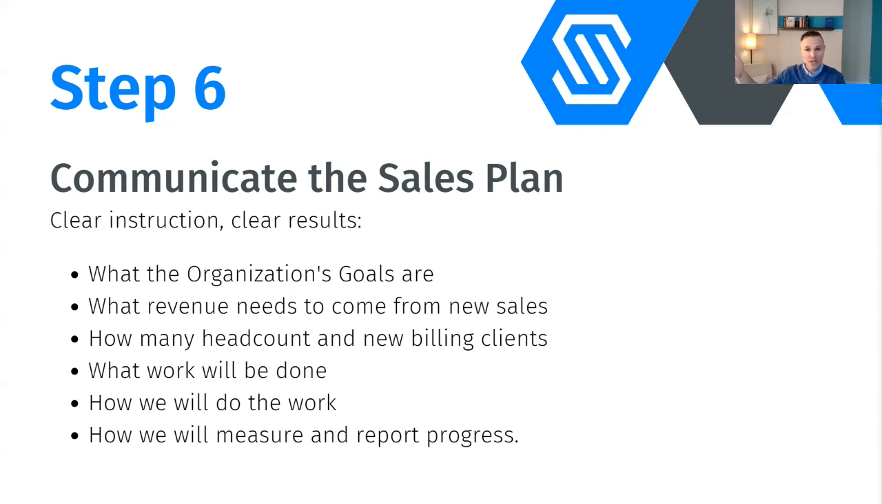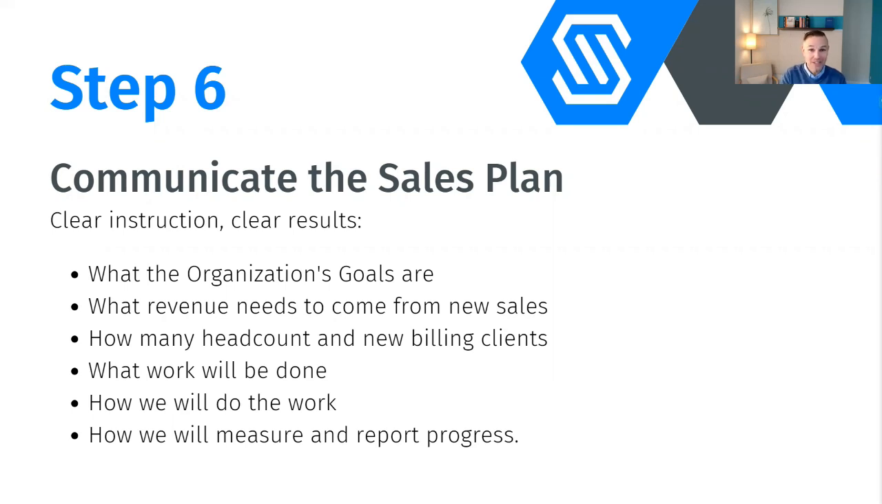That revenue is going to come from somewhere: existing clients, perm business, rate increases, whatever it might be. Some of it has to come from new sales. So you want to show how the goals of the sales plan support the new sales goals of revenue and how it supports the organization. And then you want to translate it into the language of the industry. How many headcount and new billing clients do we need to hit that revenue target?